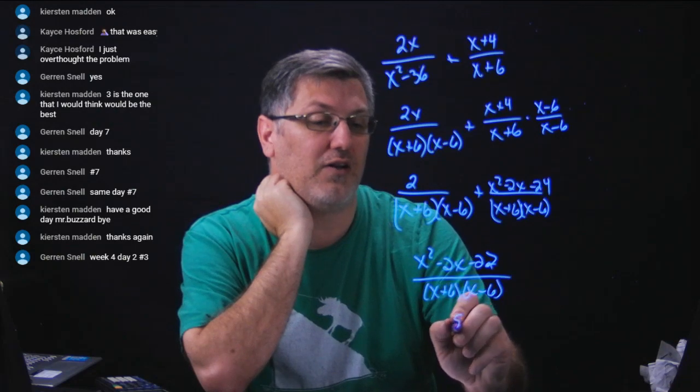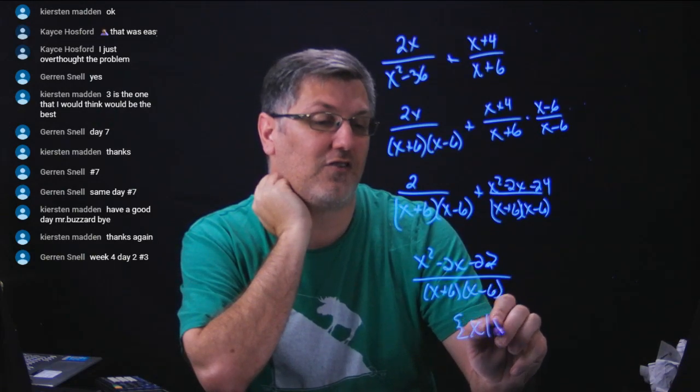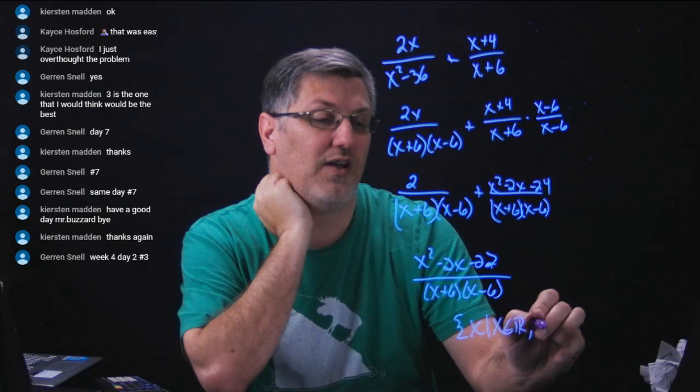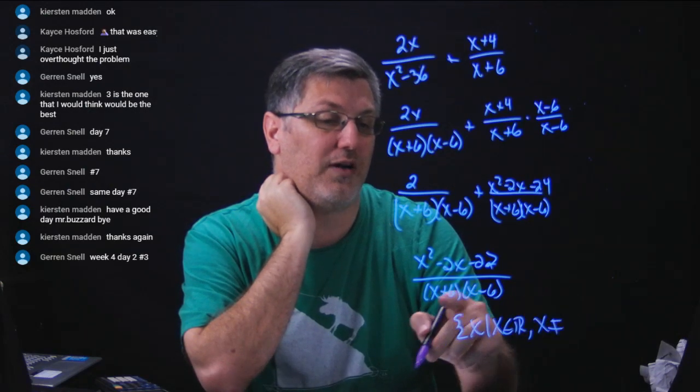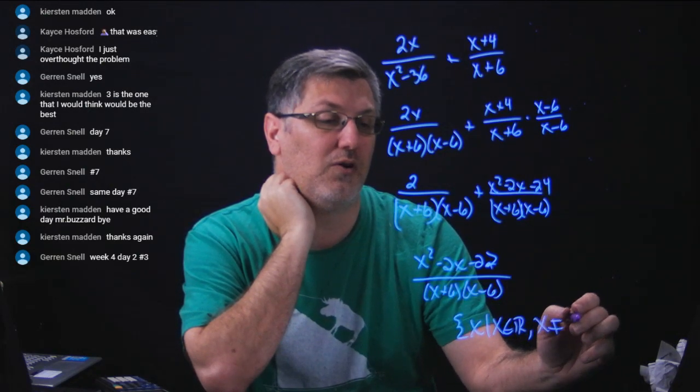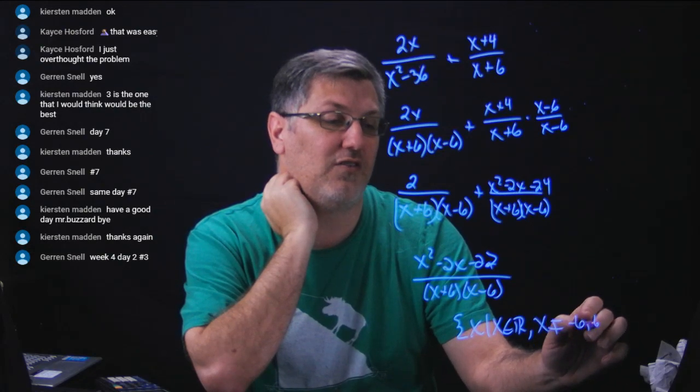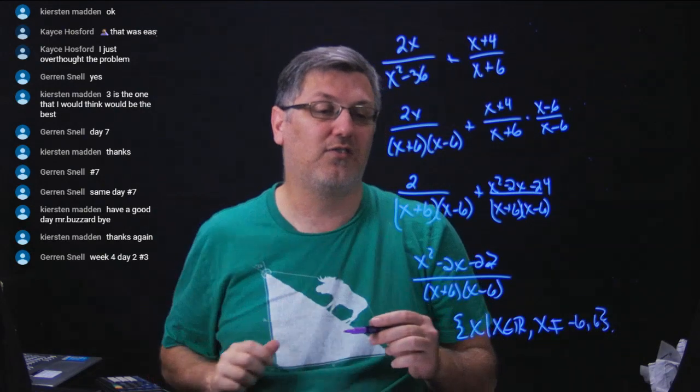We know that my domain is going to be the set of all x's such that x is an element of the real numbers, and x cannot equal, by setting both of these equal to 0, negative 6 and 6. You can write it as plus or minus 6. I don't really care.